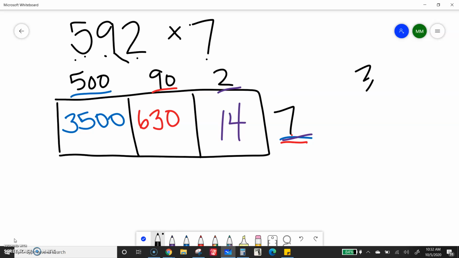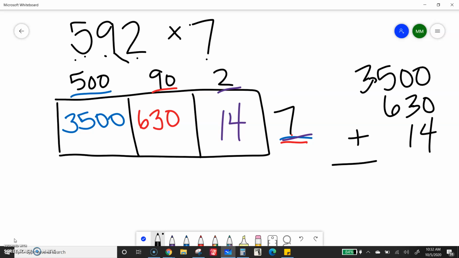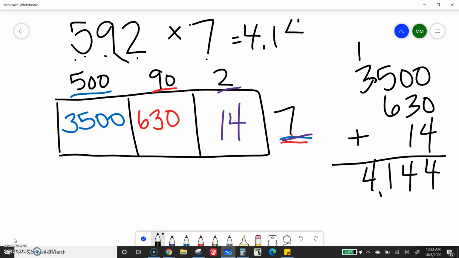Now I'm going to add these numbers together. 630 plus 14, 4, 4, 11, and 4. So I got 4,144 as my answer to this one.